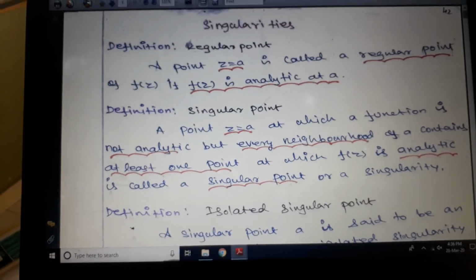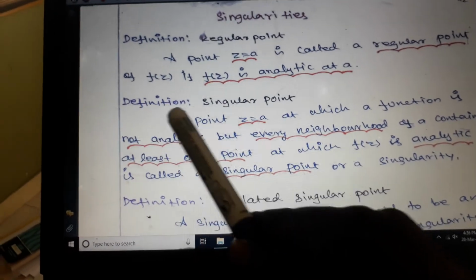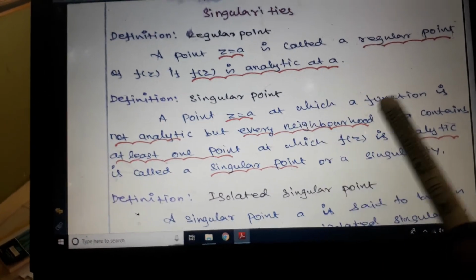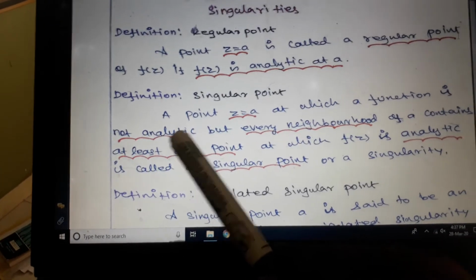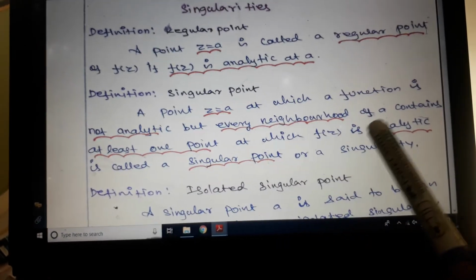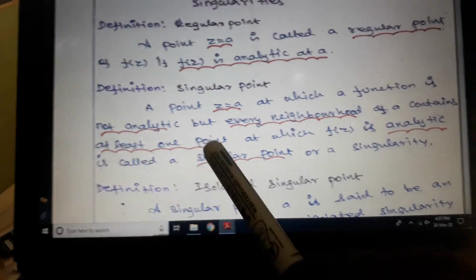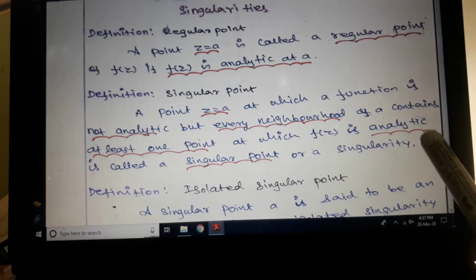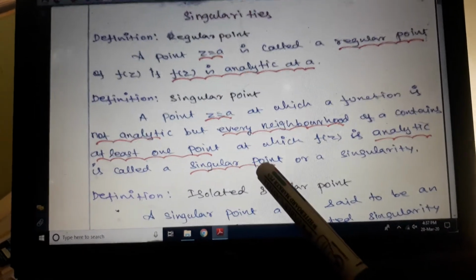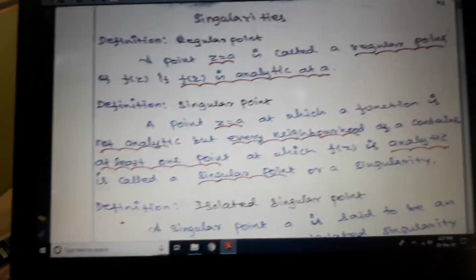A singular point means a point z equal to a at which a function is not analytic, but every neighborhood of a contains at least one point at which f of z is analytic. That is called a singular point. We will see the example.